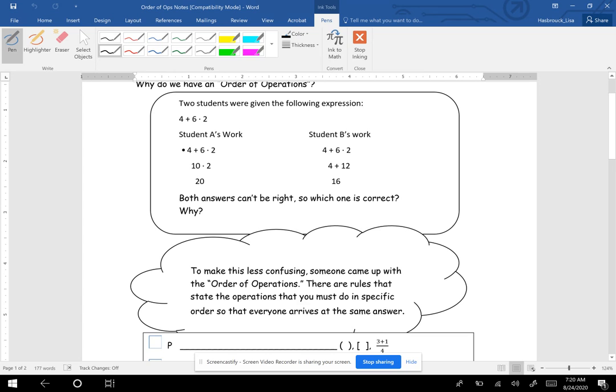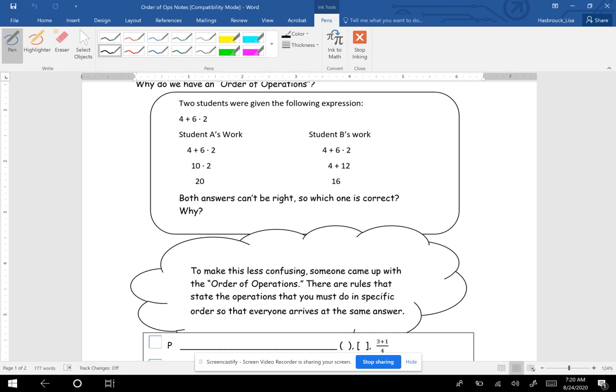So let's take a look here. Student A did 4 plus 6 first to get 10, and then 10 times 2 to get 20. Student B got 4 plus 6 times 2. They multiplied first to get 4 plus 12 and then got 16. Notice how we got two different answers doing it two different ways.